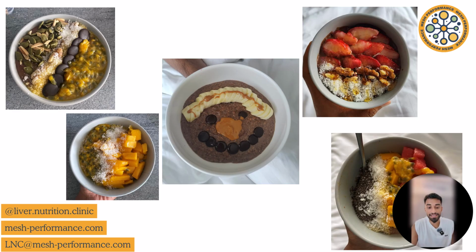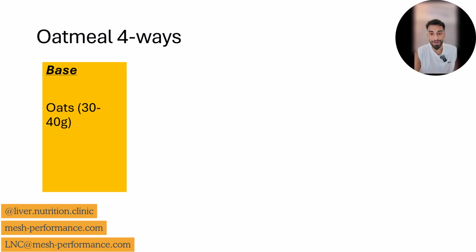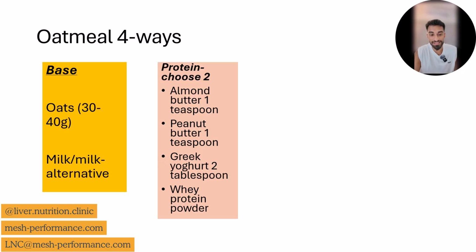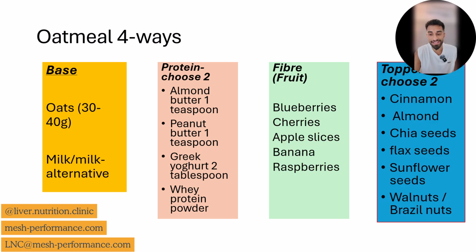And as you can see here, you can have oats lots of different ways, and you can get creative and make sure they're fun as part of a good balanced diet. You can make it lots of different ways, and I'm going to go back to my 4 ways of making a meal. Have your base, 30 to 40 grams of oats, 3 to 5 grams of beta-glucans, your milk alternative, and then your proteins, your fiber, and your toppers, and we're good to go.